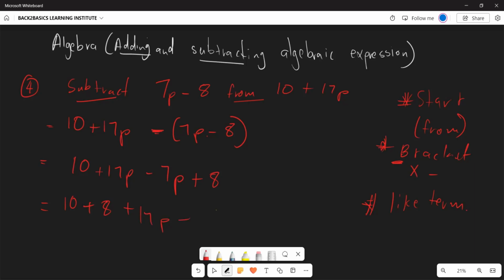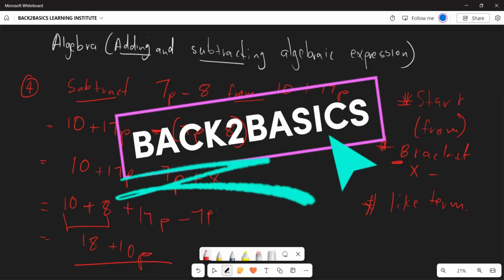Then this is going to be plus your 17p, subtract your 7p. Now, if you start with the first two, 10 plus 8 gives you 18, and then this one is going to give you plus your 10p. So therefore, the solution for this problem is going to be 18 plus your 10p. So I think that is as far as subtracting algebraic expressions is concerned.